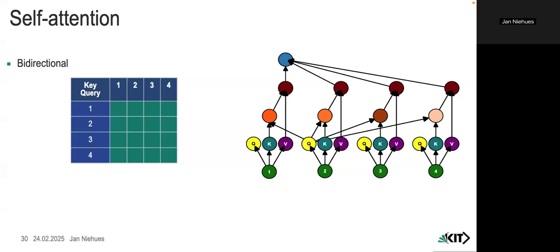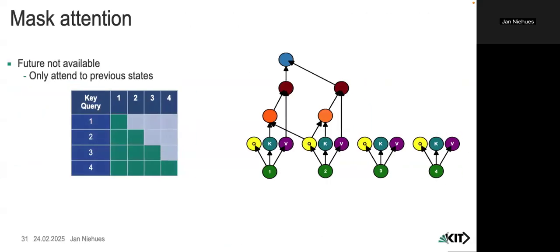Any idea? Yes? You simply don't compare it to the keys which come after the query. Exactly. So you can, and that is what is called the so-called masked self-attention. What you're now doing in order to use a self-attention layer in the decoder, where you're only able to look into the past, is you're masking the future.